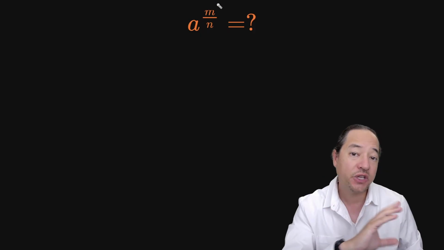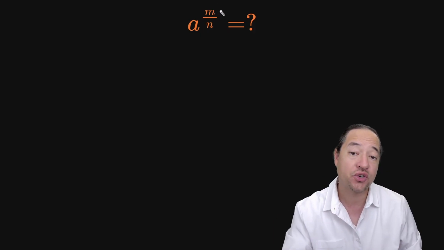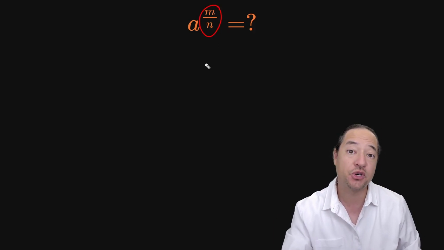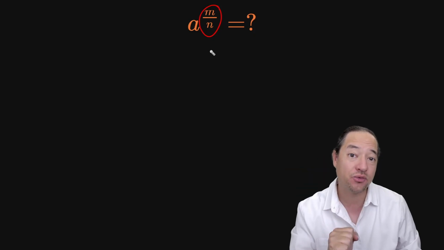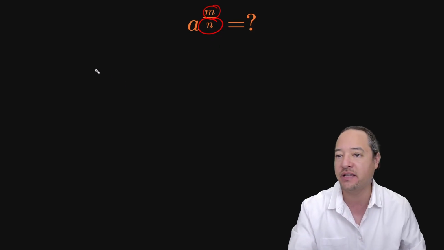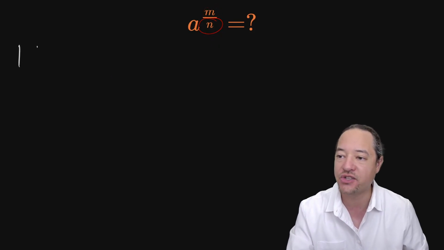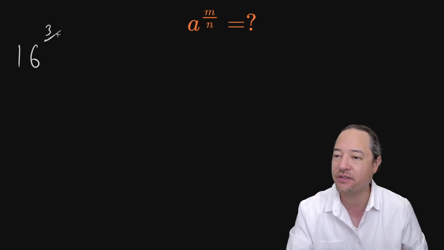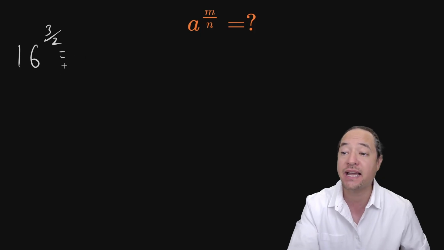We're looking at the fully generalized rule now. We're trying to figure out if you raise a number to any arbitrary rational number, any arbitrary fraction where the numerator can be anything and the denominator can be anything. Let's look at an example to illustrate this.